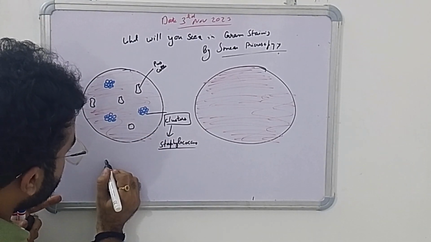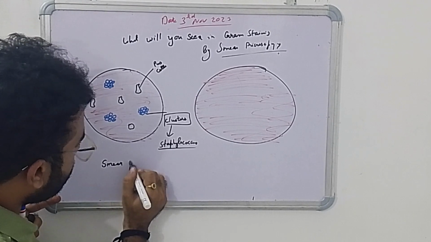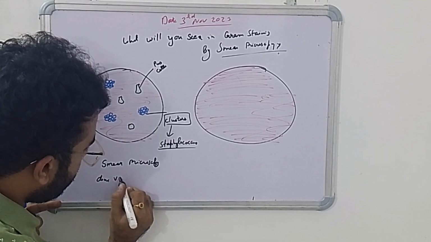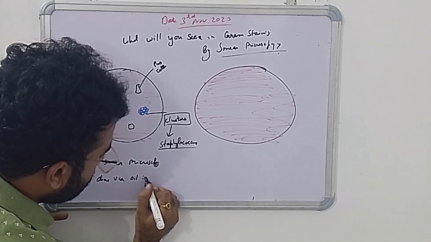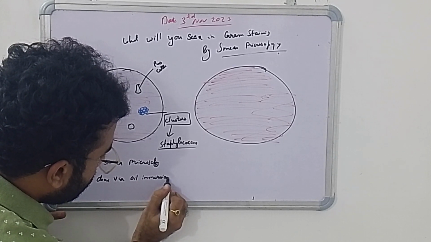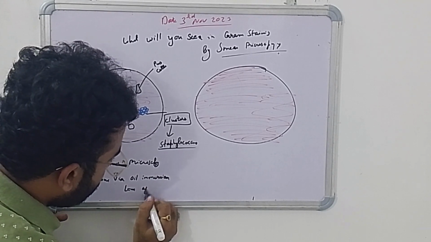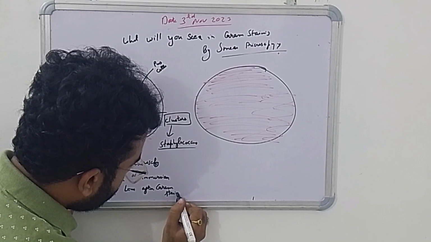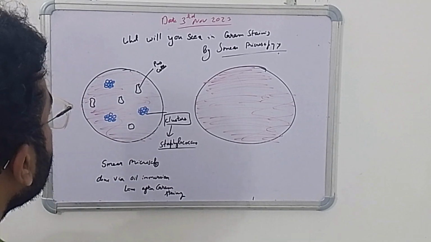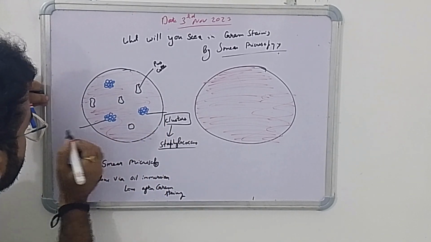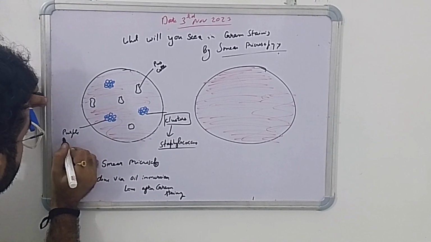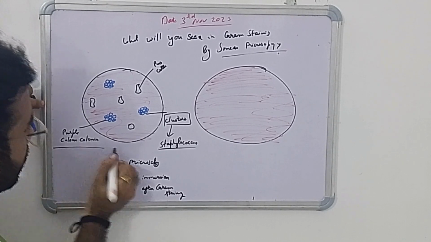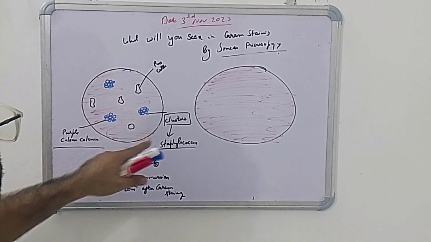So this is smear microscopy done via oil immersion lens after gram staining. This is purple color. I will write it also here: this purple color, colonies. This is pus cells, staphylococcus.